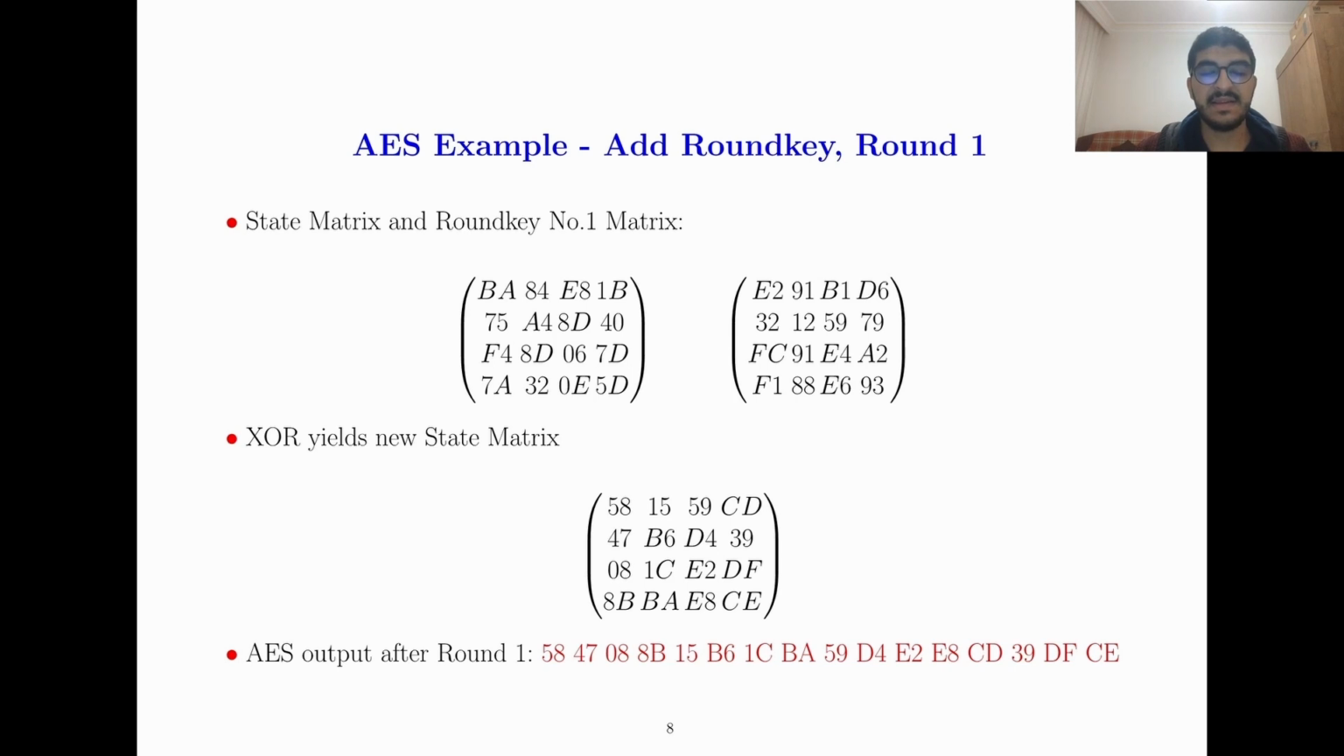Then for the last operation we are doing add round key again. We are getting the state matrix after the mix columns operation and we are adding round key number 1, XORing these two matrices. Because we are in round 1, we are getting the round key number 1 matrix and XORing it with the state matrix. This XOR yields a new state matrix. Then we say that this is the first output of the AES.